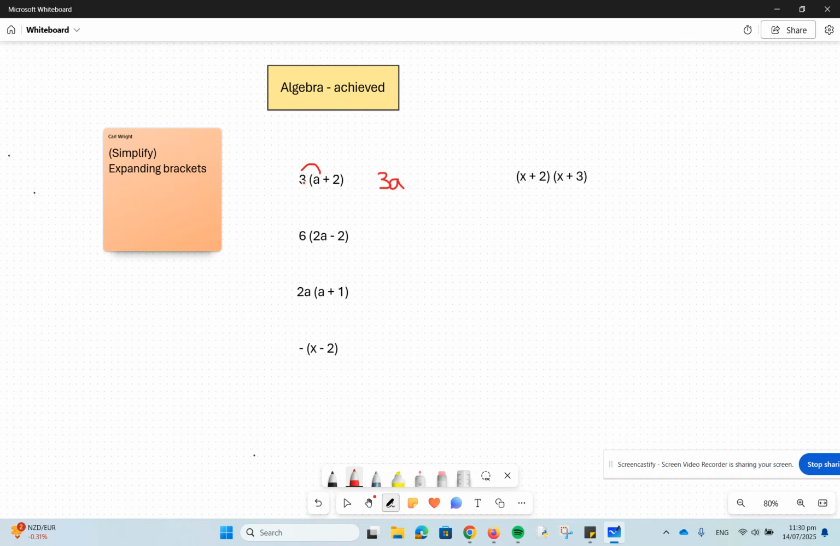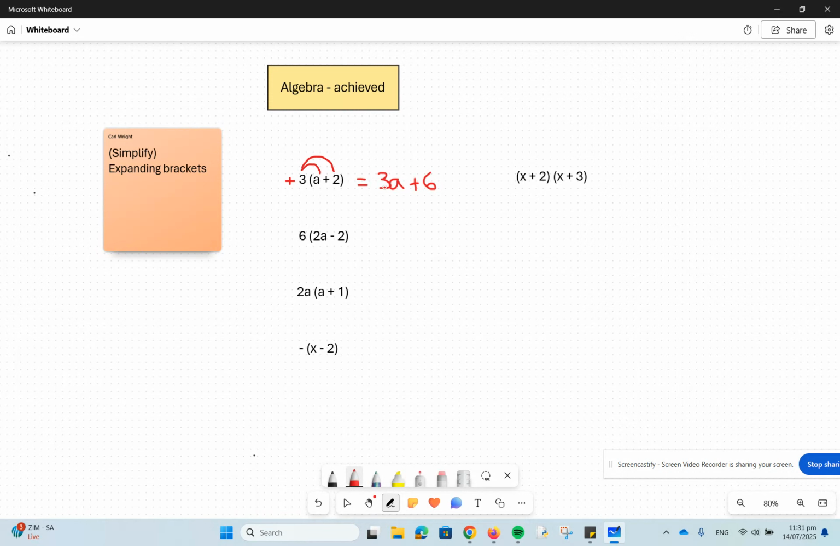So what is the sign of this number on the outside? It's a plus. If it has no sign, it's automatically a plus. So 3 times plus 2 is plus 6. Now I've expanded it because I now have no brackets anymore. I got rid of the brackets, so I've gone 3 times 2, and that gives me the plus 6. Remember, keep the sign there. So plus 3 times plus 2 gives me plus 6. So that's now expanded.